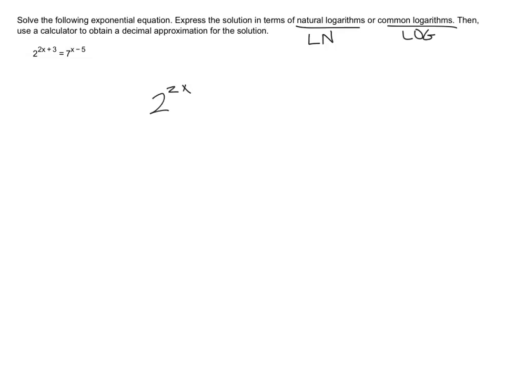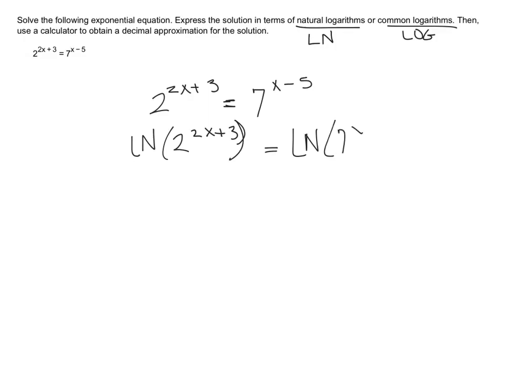Now, I'm going to solve this exponential equation. In order to do that, I need to take the log of both sides. This will allow me to eventually get the expressions out of the exponent position. So I'm going to take the natural log of both sides. You can use log, but I'm going to use the natural log. So I'm taking the natural log of 2 to the 2x plus 3, and that equals the natural log of 7 to the x minus 5.